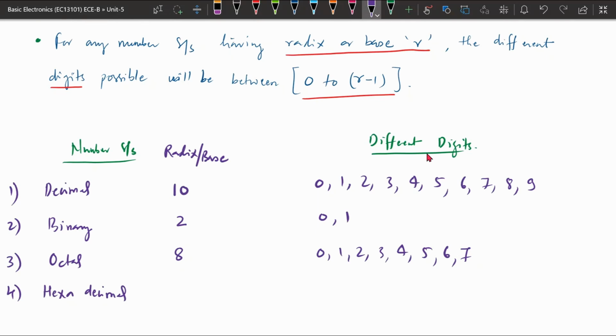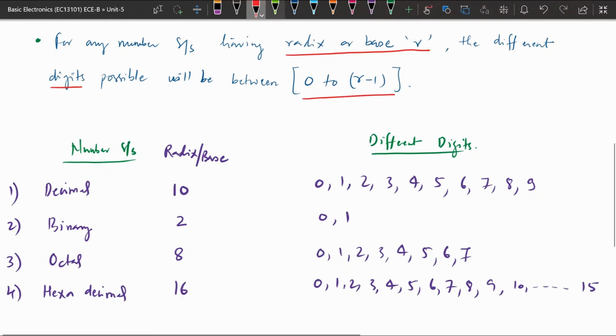So hexadecimal has a radix, that is a base, of 16. If it has a radix or base of 16, the possible digits will be between 0 and 16 minus 1, that is 15. So it is 0, 1, 2, 3, 4, 5, 6, 7, 8, 9, and then 10, 11 up to 15.